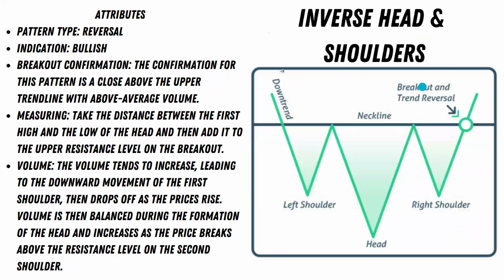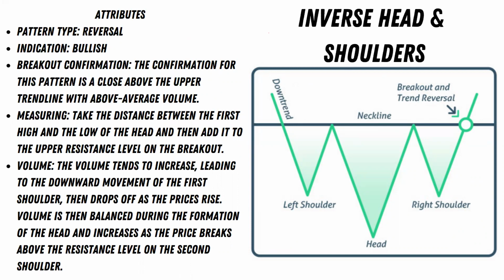And here we have the inverse head and shoulders. Okay, this is the bullish reversal version of that. The confirmation for this pattern is a close above the upper trend line with above average volume. You're going to take the distance between the first high and the low of the head and then add it to the upper resistance level on the breakout.